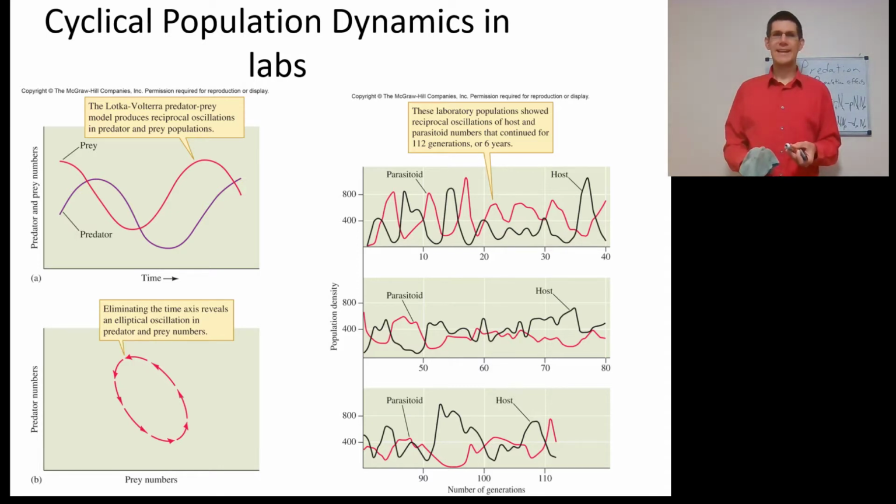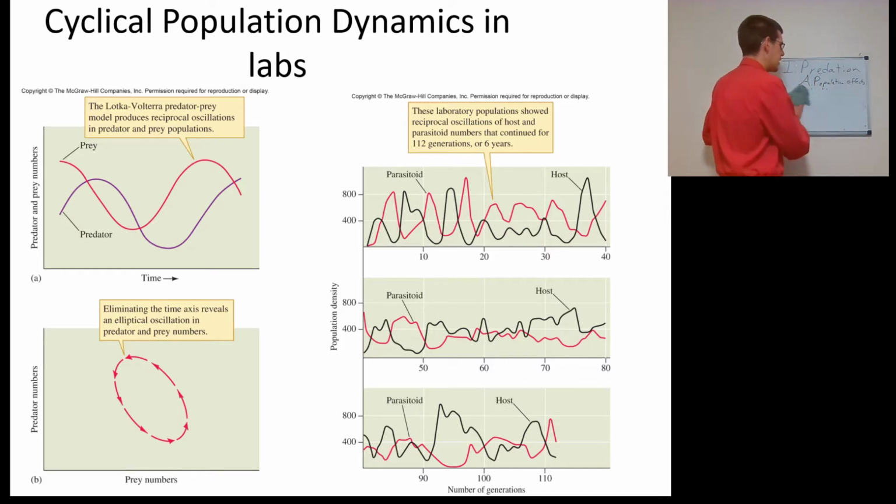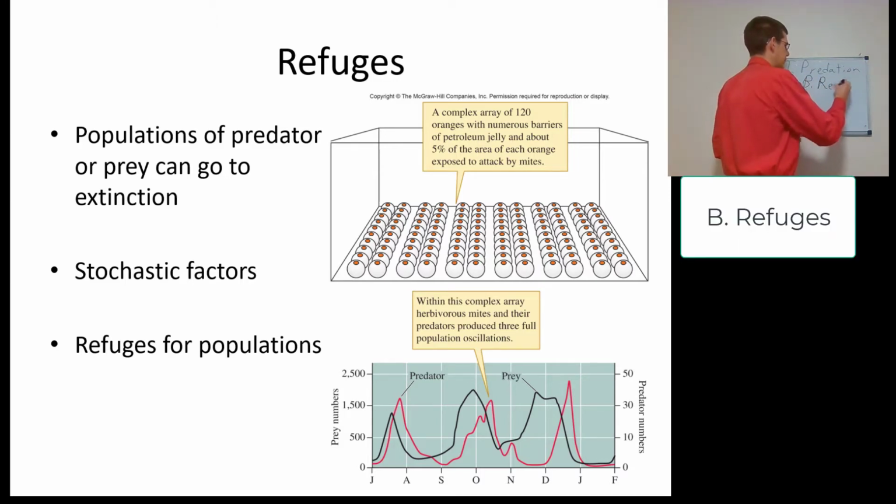Now, they're not mathematically perfect. Again, you have these stochastic interactions happening. But if you limit the time axis, you get this circle. And the circle shows there's an elliptical oscillation in predator-prey numbers. So modeling these out is pretty smooth. But of course, real life isn't smooth, due to the roughness of real life. So that's predator-prey interactions in an equation nutshell. I want to move on to the evolutionary responses and the population responses, what we call refuges.